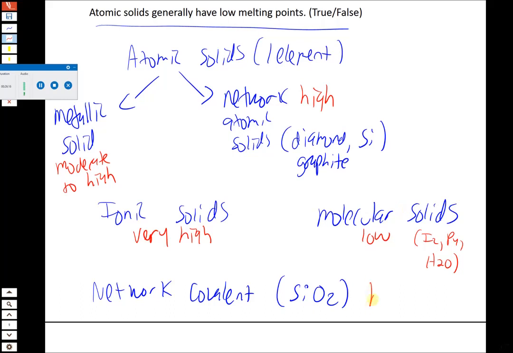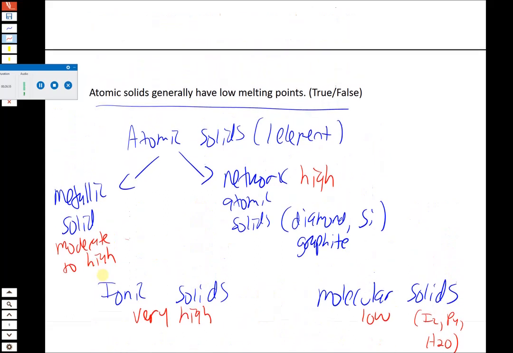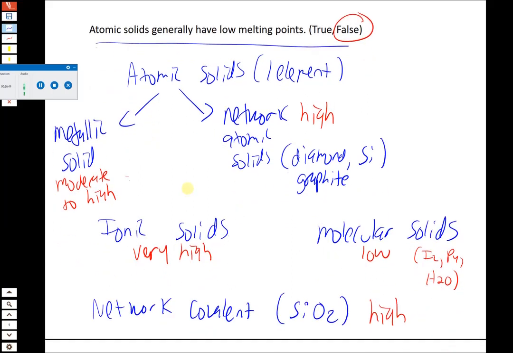And then network solids also have high melting points, again, because of that three-dimensional arrangement of covalent bonds holding all the atoms together in a very tight, rigid array. So really the only ones that have low melting points on a relative scale are molecular solids. Everything else has, relatively speaking, moderate for metals or high melting points for the network solids and ionic solids. So if you're talking about atomic solids, both of those have moderate to high melting points, so this statement would be false. The only type of solid that we classify as having low melting points is going to be molecular solids. Those would be the ones that are considered low.